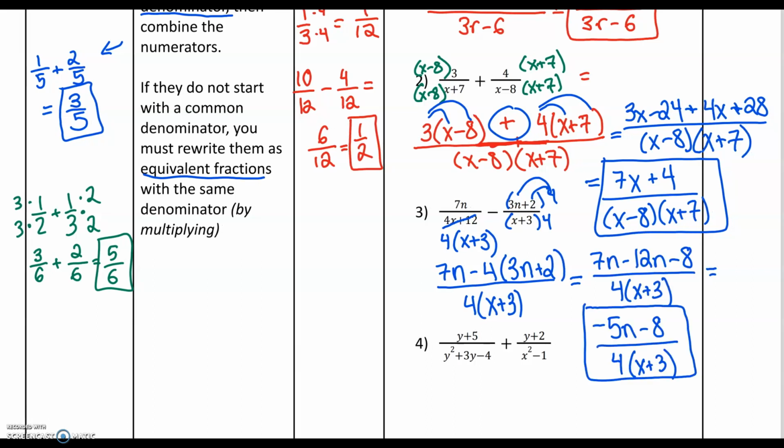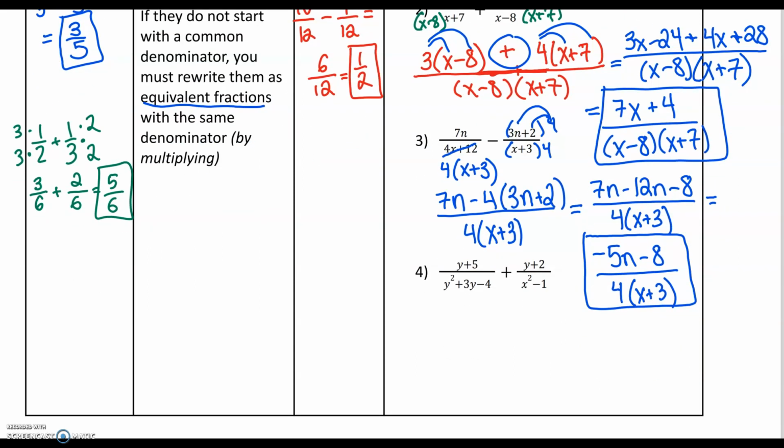If done correctly, you should have got minus 5n minus 8 in the numerator over the common denominator, which we can just leave like this. There's nothing that can be simplified because there's no common factors, so you just circle your final answer.